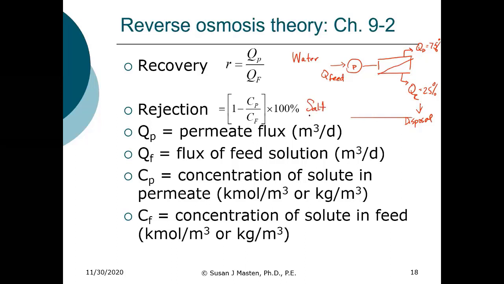When we talk about rejection, we're talking about the salt. And I mentioned that before when I said 99% rejection. So let's say we start with a feed of 35,000 milligrams per liter. If we have 99% rejection, we have 350 milligrams per liter in our product water.